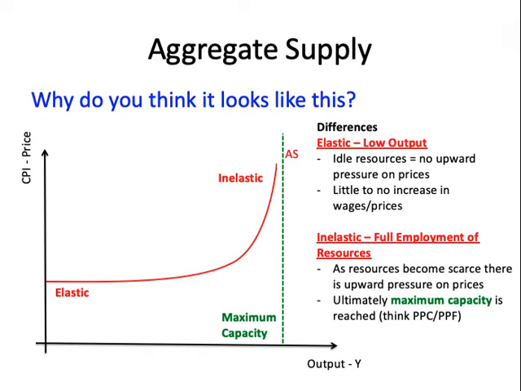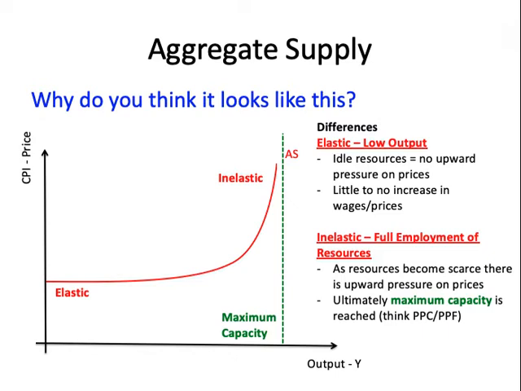And so every economy has that green line, and that inelastic curve is going to ultimately approach that green line, and very rarely will ever hit that green line, but it cannot go beyond that green line. And so that's the reasoning why at the bottom of the curve it's elastic, while at the top of the curve it is inelastic.